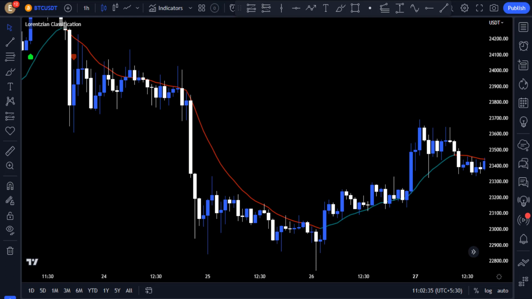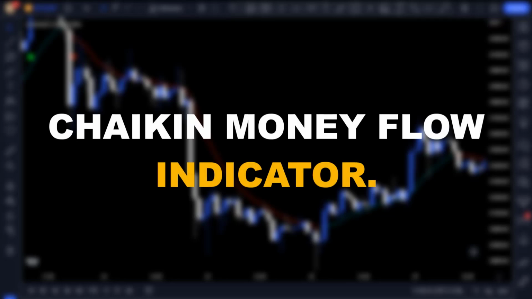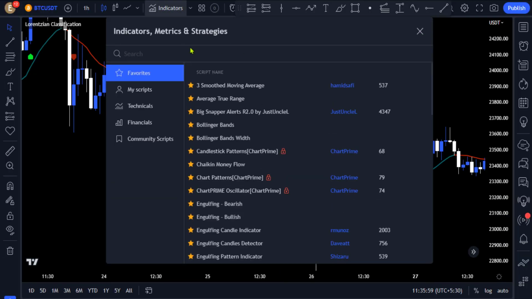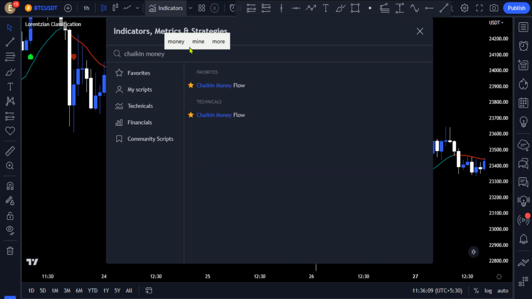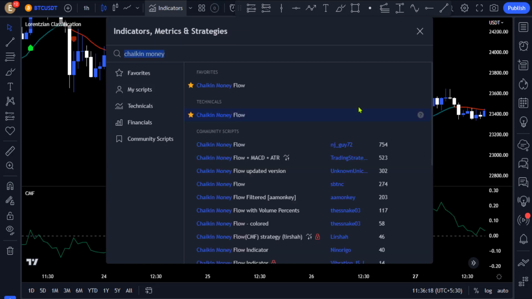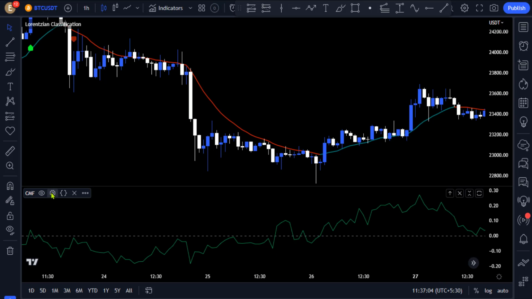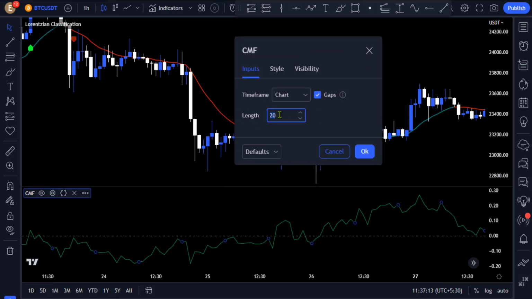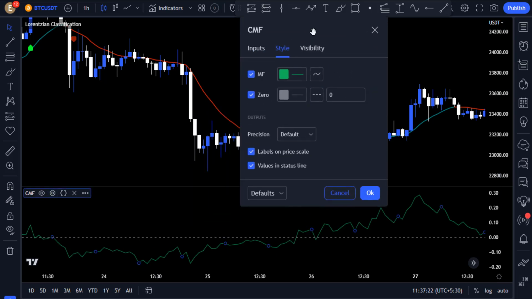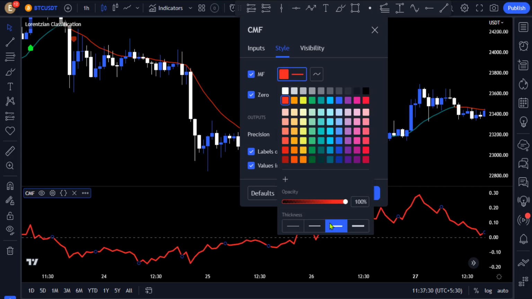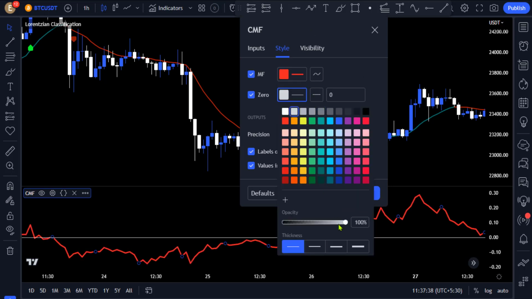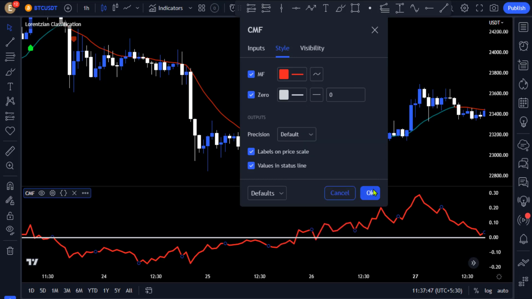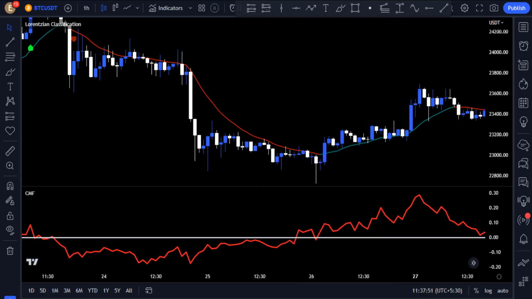One of the supplementary indicators that you can use with machine learning indicators is the Chaikin Money Flow. So go now to the Indicators tab again and search for Chaikin Money Flow and add this one. Now let's go to the settings of the indicator and set it up. Here in the input section, you are going to change this length to 25, then go to the style tab and change this MF line to red and increase the thickness of the zero line to normal, and then click OK. This indicator is similar to the RSI indicator, but it doesn't have the overbought and oversold thresholds.